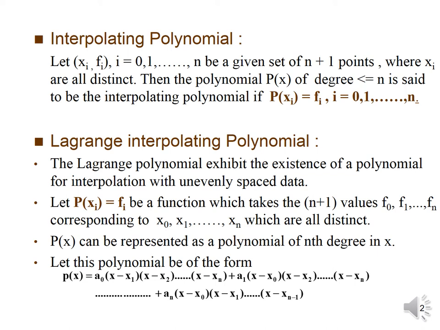So it is p(x) is equal to a0 (x minus x1)(x minus x2) up to (x minus xn), plus a1 (x minus x0)(x minus x2). See here x1 is not there. In the previous term, x minus x0 was not there. Up to (x minus xn), plus an (x minus x0)(x minus x1) up to (x minus xn minus 1). Here x minus xn is not there.